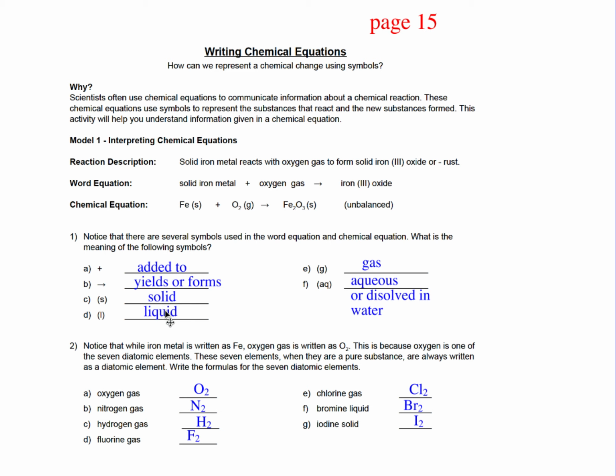S is solid. L, it's usually a little cursive L, is liquid. Little g is gas. Aqueous, AQ, means dissolved in water. And then we talked about there are 7 diatomic elements. What it means is when oxygen is by itself in the real world, it exists as O2. Nitrogen exists as N2, et cetera, for all of these 7 elements. That's not why water is H2O.